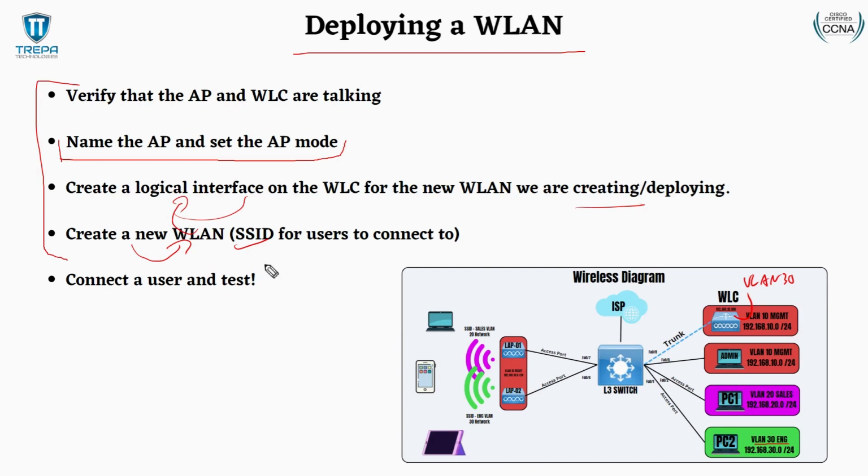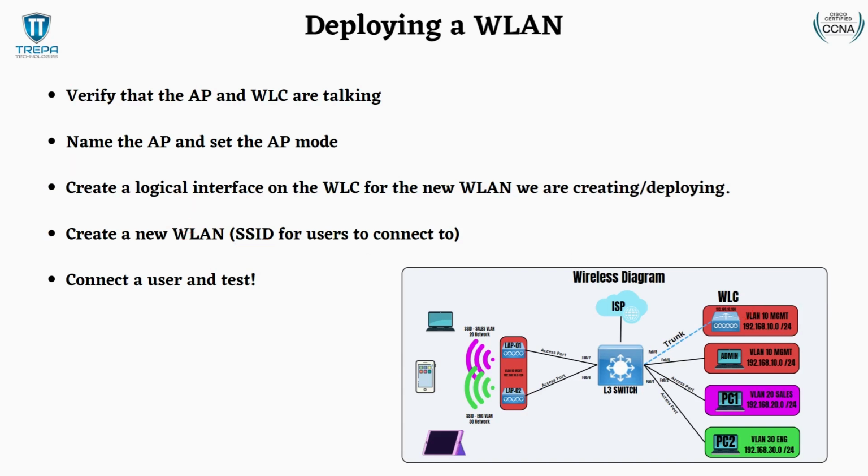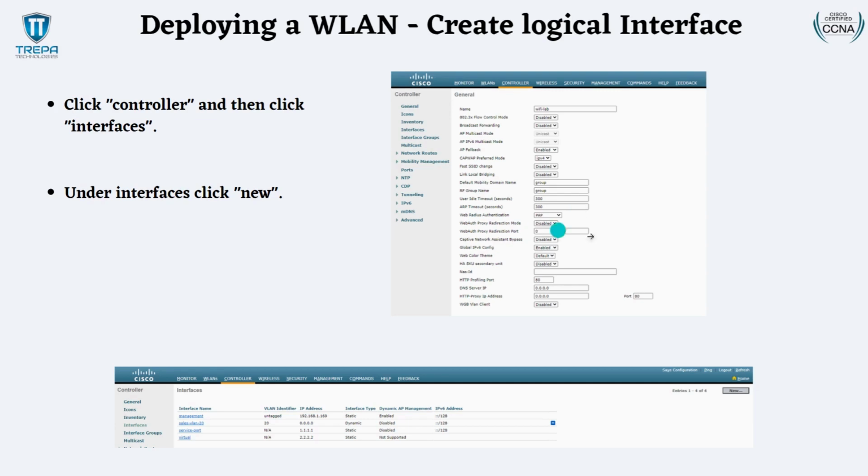So we're going to go over how to set security, not going into the actual security profiles, but where we would go to set security on the new wireless LAN we just created in that actual wireless LAN profile, which again is just going to be for VLAN 30. So that being said, let's jump right into it. The first thing we're going to do is create that logical interface.